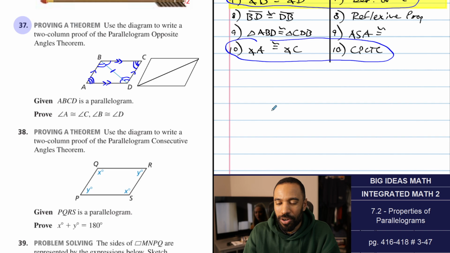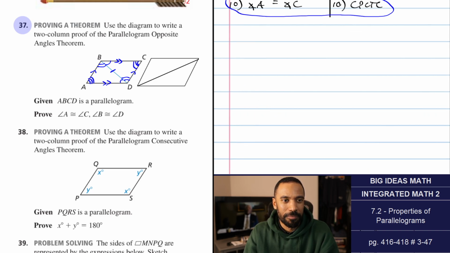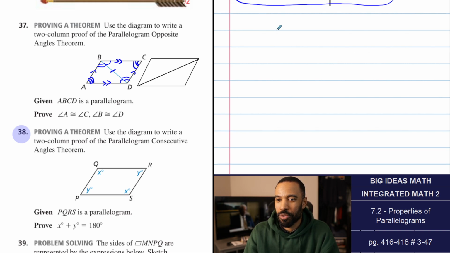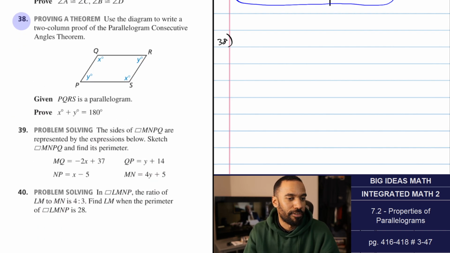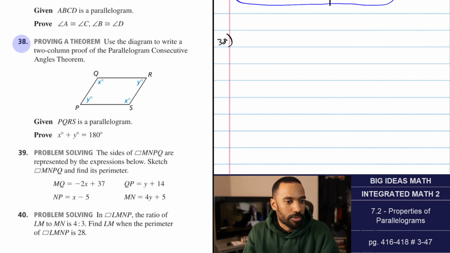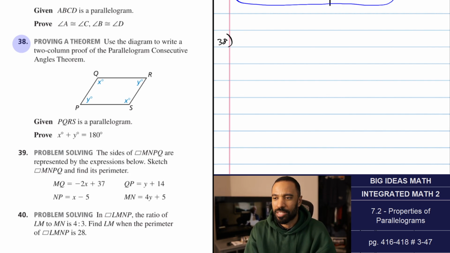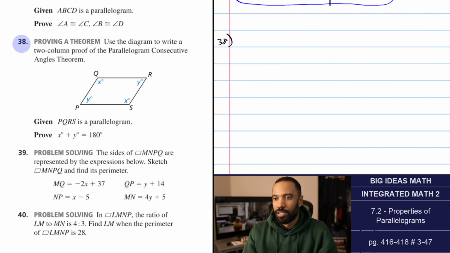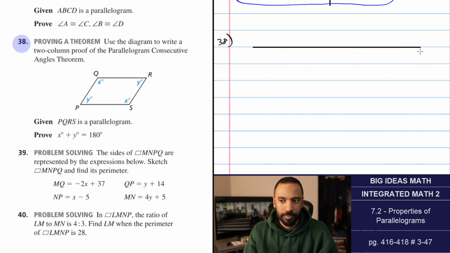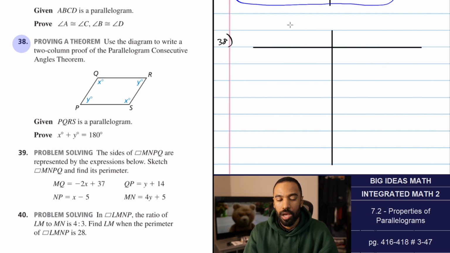They said use the diagram. Why did they draw the diagonal for me then? I would have happily drawn the diagram myself. All right, let's do another theorem. Let's hope this is not nearly as awful as me calling out the book for something that is probably not even their fault. Use the diagram to write a 2-column proof of the parallelogram consecutive angles theorem. Okay, so I guess I'm allowed to use this: the same side interior angles theorem. I think I can say 3 steps on this.